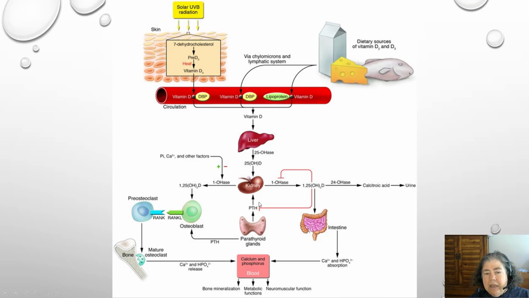In addition, vitamin D, activated vitamin D, acts on the intestine to increase calcium and phosphate reabsorption. Calcium circulating in the blood is going to feed back on the parathyroid glands, which I don't think this shows. And the calcium and phosphate in the blood is important for bone mineralization, maintaining bone mineralization, for lots of metabolic functions, and especially for neuromuscular function.